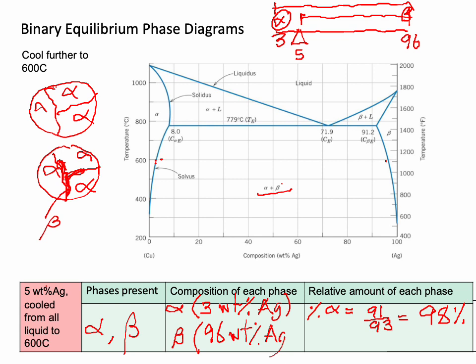But just so you have an equation, the percent beta is going to be the length from beta on the other side of the fulcrum. And the beta is over here, so it's this length, opposite side of the fulcrum. So it's 5 minus 3 over 96 minus 3. So 5 minus 3 is 2 over 96 minus 3, 93. And we know that should be 2%. So again, notice compositions are weight percent, relative amounts are just percent.